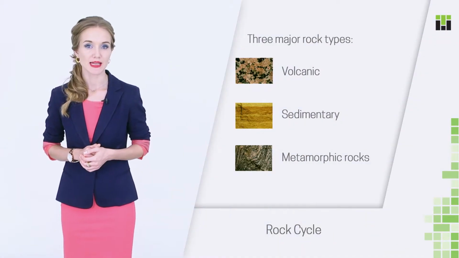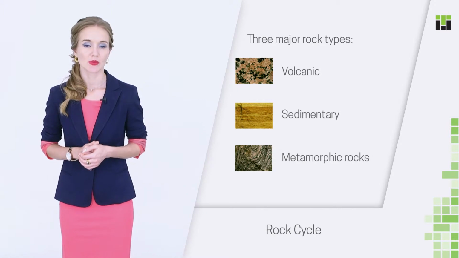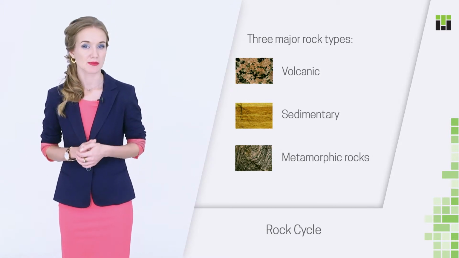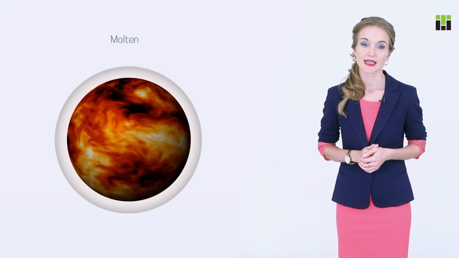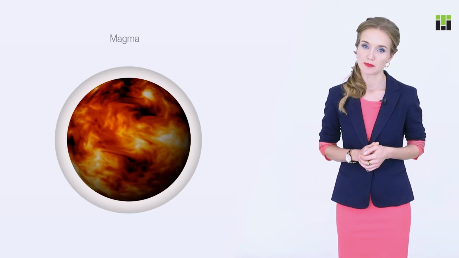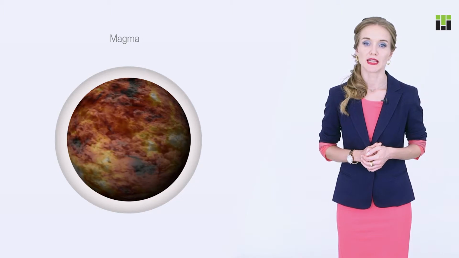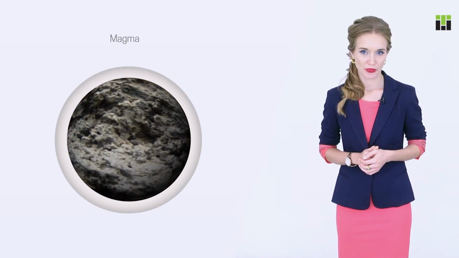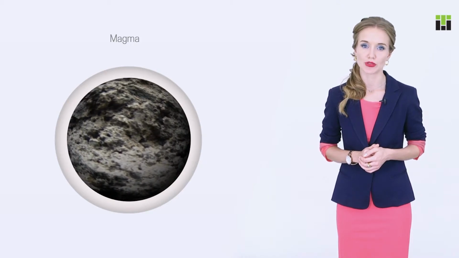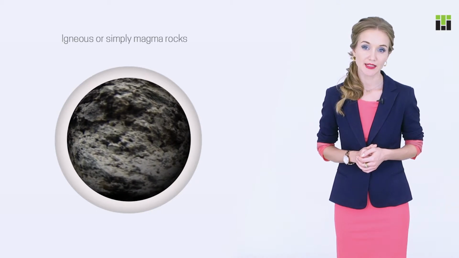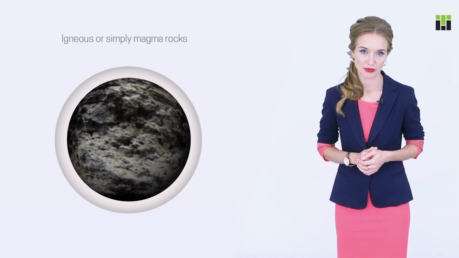Earth's crust is made up of three major rock types: volcanic, sedimentary and metamorphic rocks. We need to understand that when our Earth was very young, there was a period when its surface was molten. This molten material is called magma. As the planet was cooling down, magma was growing more solid, more crystal-like, and the first rocks were formed. These rocks are called volcanic, igneous, or simply magma rocks.